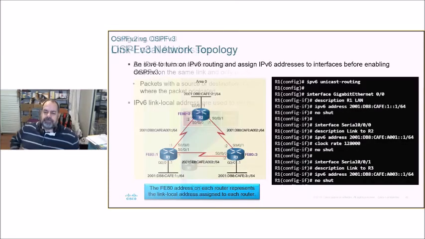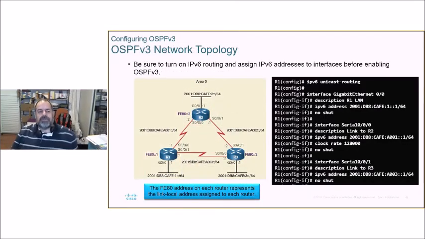Be sure to turn on IPv6 routing and assign IPv6 addresses to the interfaces before enabling OSPF version 3. Of course, you need to give them IPv6 addresses. And you can personalize the link local addresses as well to make them a little more brief and user-friendly.